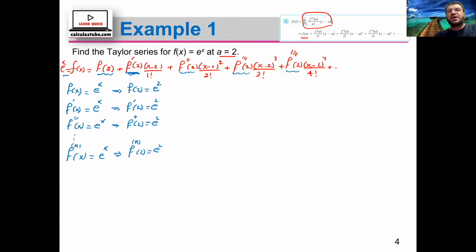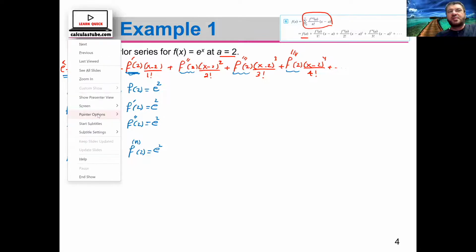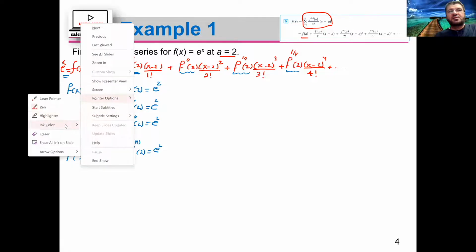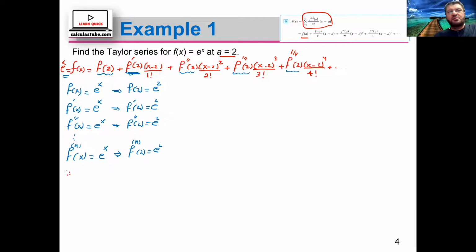We go back to our function f of x. So therefore, now we can say, e to the x equals f of 2, which here is e squared, plus f prime at 2, which is again e squared, times x minus 2 over 1 factorial, plus f double prime, again e squared, times x minus 2 squared over 2 factorial, and it goes on.